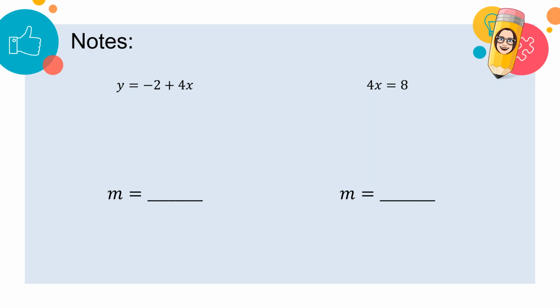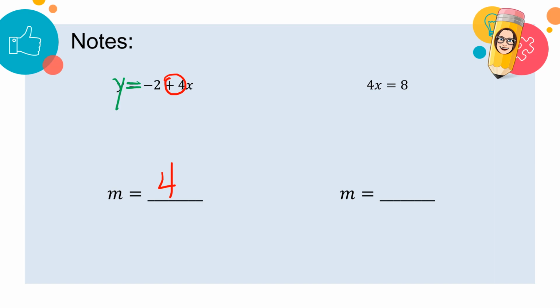Let's take a look inside at our 4 examples. First thing, we need to make sure that y is isolated, and it is. Next, we want to identify what is the coefficient of x. The number being multiplied by x, in this case, is 4. So m equals 4.